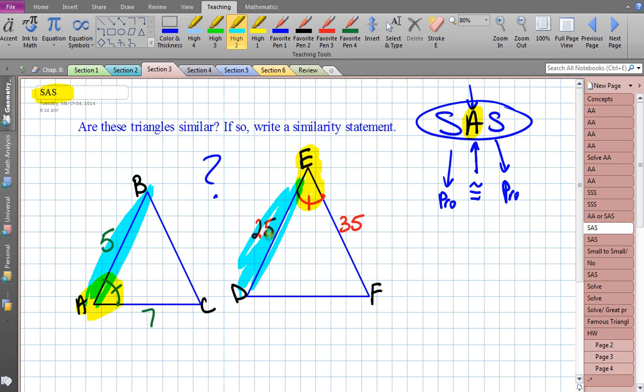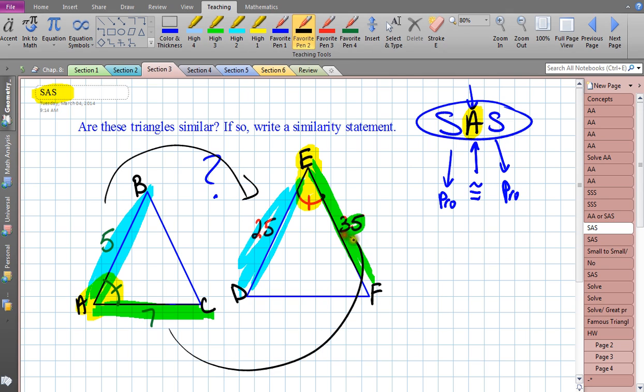So in this case, I see a scale factor of 5, because 25 divided by 5 is 5. That's a scale factor 5 times larger. Now when I look at the other side in here that's surrounding that angle, that's 7. When I look at the other side in here surrounding the other angle, it's 35. And I know my times tables, I know that's another 5 times larger. So I have side angle side here.